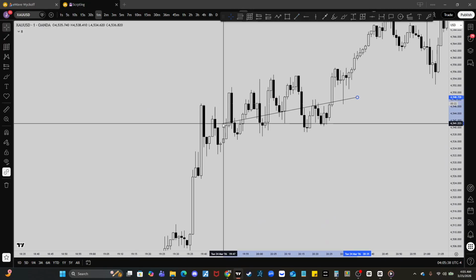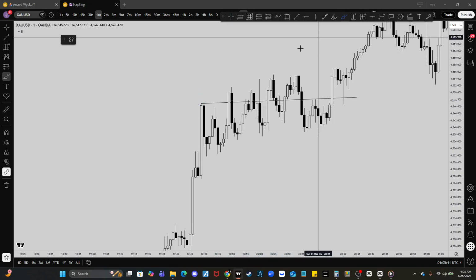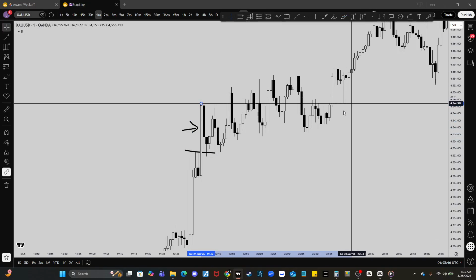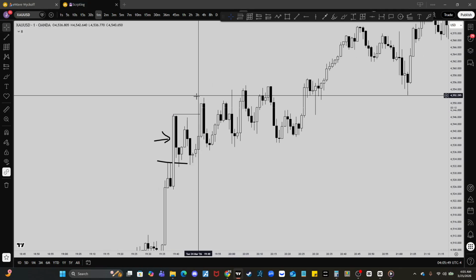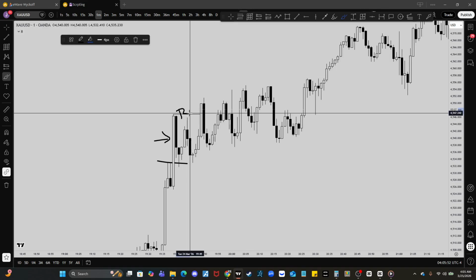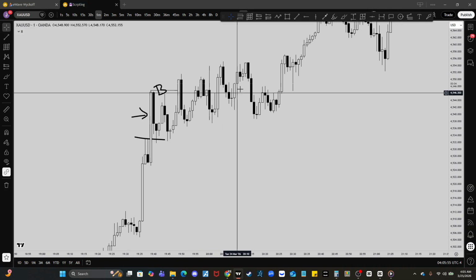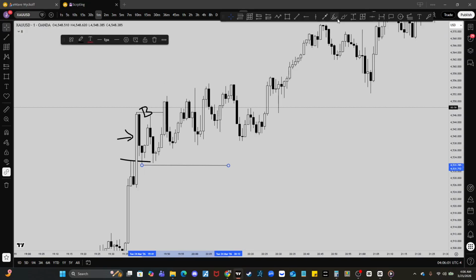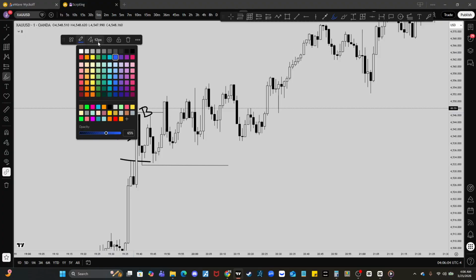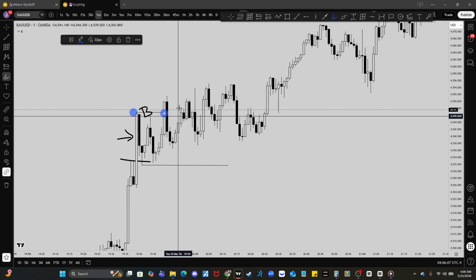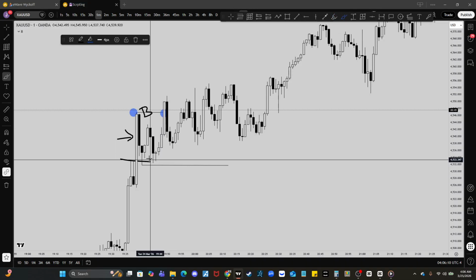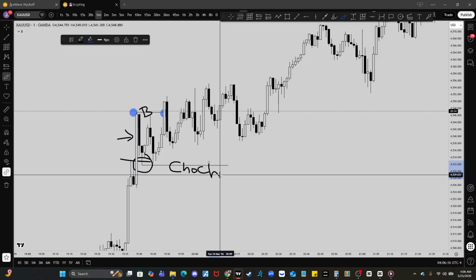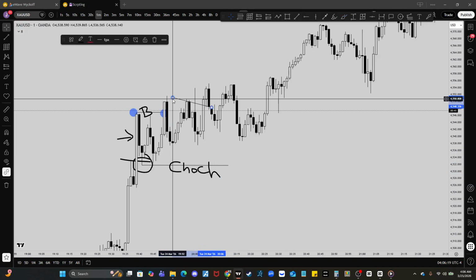So I see this high, this body is over this, and then once it's closed over by the body of another candle, I say this is a breaker structure. And then if this low in between these two points is crossed, then it would be a change of direction or a change of character. Otherwise, I would keep labeling this.